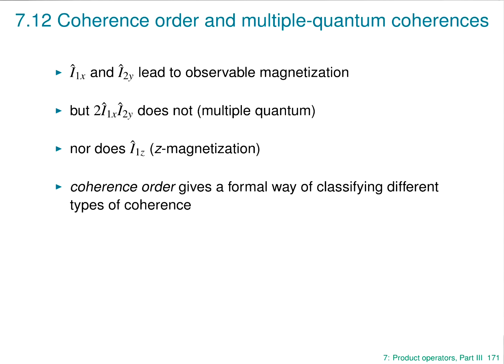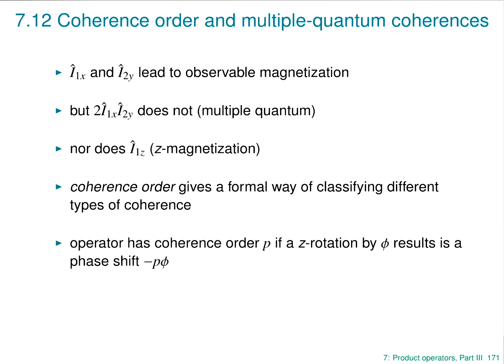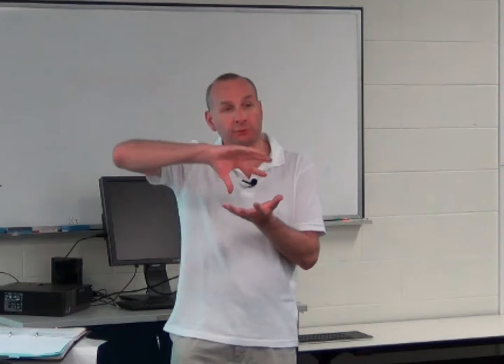So what I'm going to do first of all is talk about the classification of an operator according to its coherence order. And the formal definition of coherence order is the following. If you've got some object, some quantum mechanical state, and you rotate it about the z-axis through an angle phi, it experiences a phase shift, and that phase shift is minus p times phi. Right? So you switch the phase by phi, but the coherence experiences a phase shift of p times that. So this means that different coherence orders experience different phase shifts when you apply a phase shift to the system. And it's that that distinguishes different kinds of coherence.